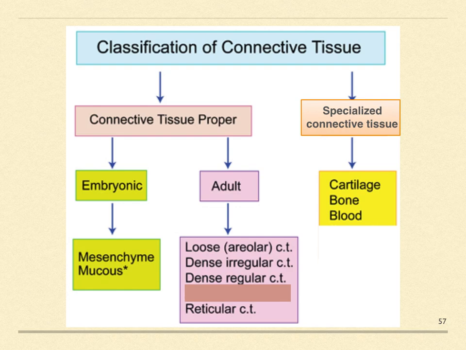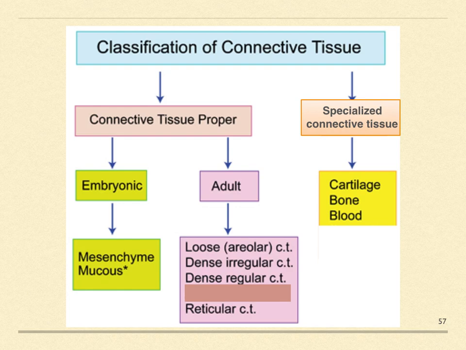The first group is the connective tissue proper, and it is also grouped in two classes: embryonic connective tissue and adult connective tissue. Embryonic connective tissue is found in the embryonic period, and the adult connective tissue, you can find this type of connective tissue in the body of adult persons. So these types are loose or areolar connective tissue, dense regular connective tissue, dense irregular connective tissue, and the reticular connective tissue.